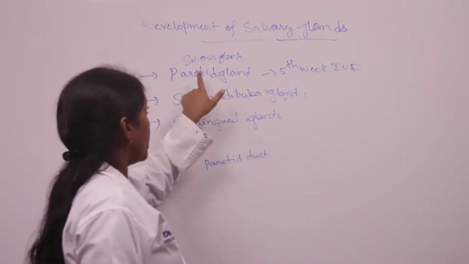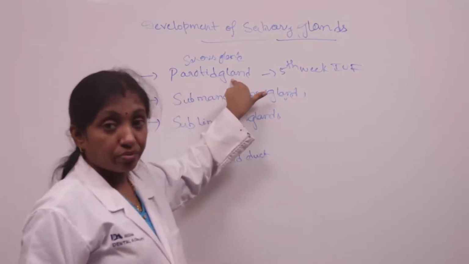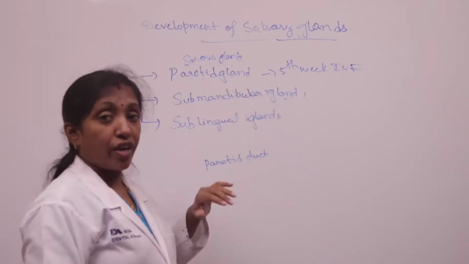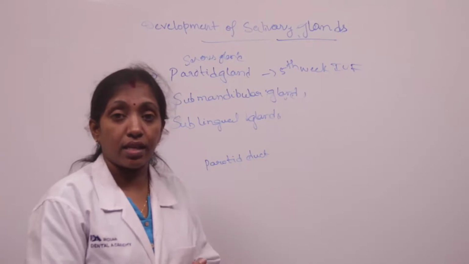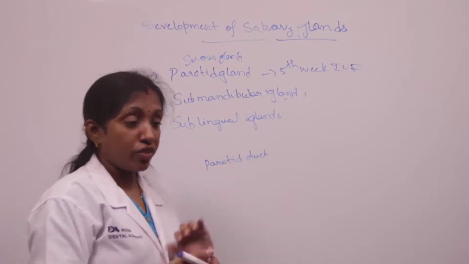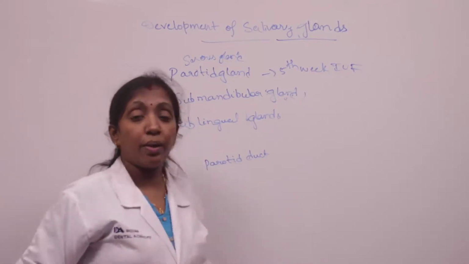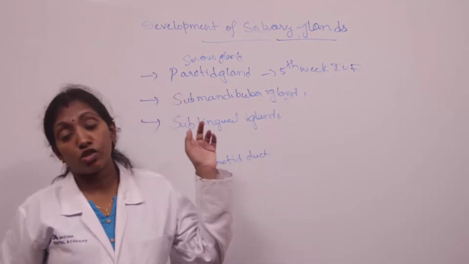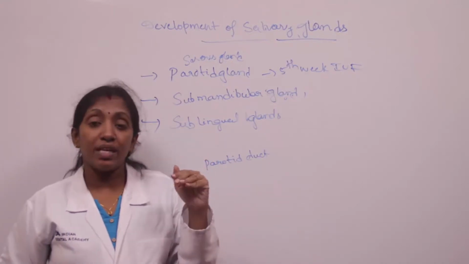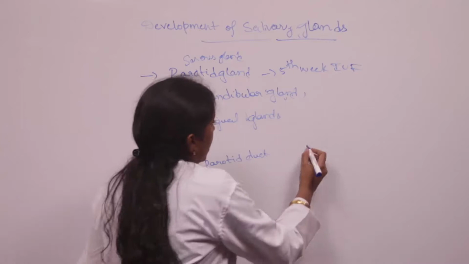One more thing is, the parotid gland is ectodermal in origin, which is further supported by the myoepithelial cells. Myoepithelial cells are also present in the acini. They are present between the acinar cells.